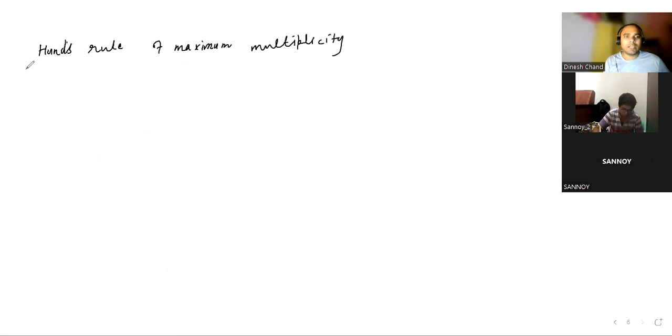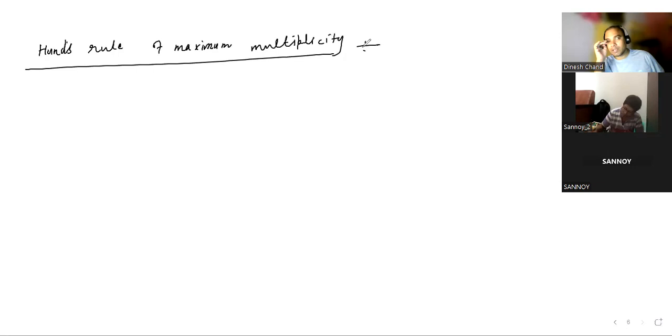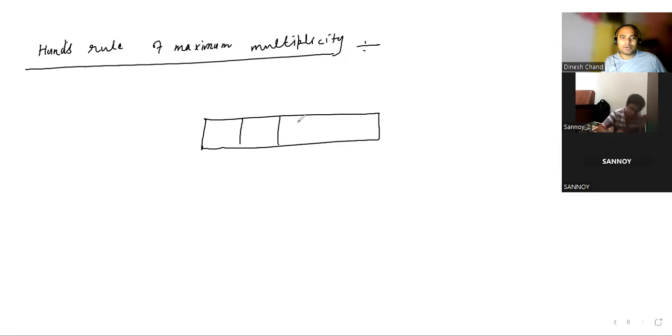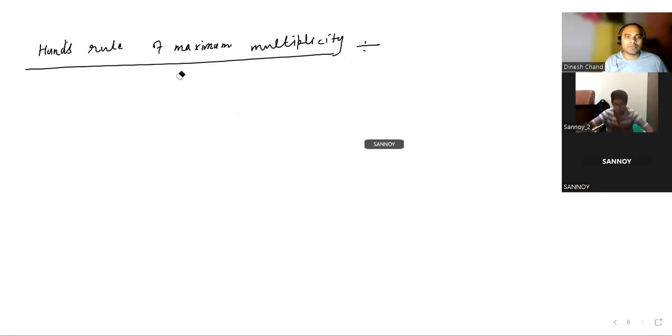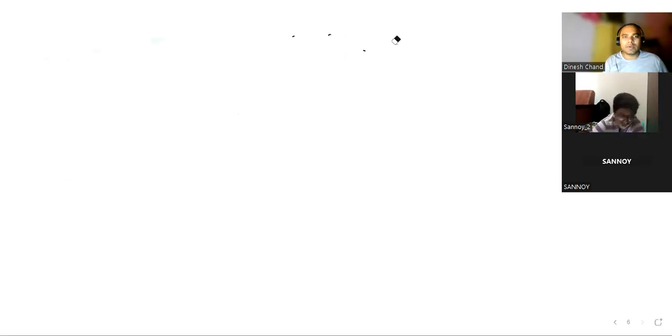Means the filling of electrons takes place in the orbitals one by one. Suppose it is the d orbital. First the plus half spin will come, then the minus half spin will come. Okay, then you know this very well. There is no need of this one. Okay, next one, the above rule.